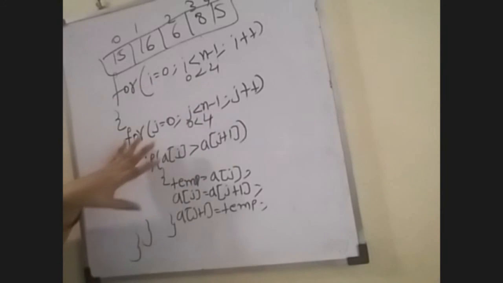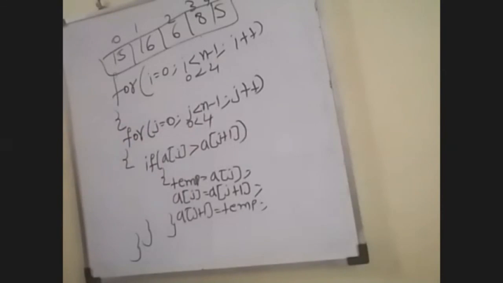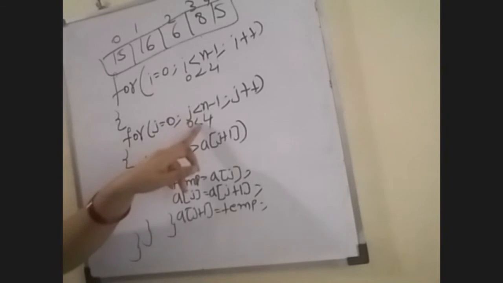So why should we take 4 here, n minus 1? In terms of the example, you can clearly observe that in each and every pass, how many comparisons will be required? 4 comparisons, right? 4 comparisons. So that's why here also we can write 0 is less than n minus 1.